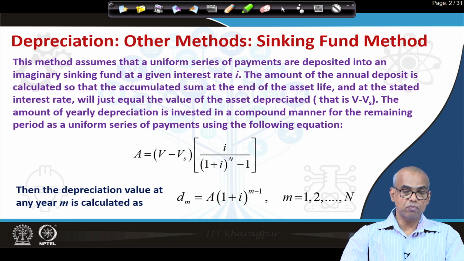We have talked about uniform series cash flow. A equal to (V minus Vs) into i by (1 plus i) to the power n minus 1. Then the depreciation value at any year m can be calculated as dm equal to A into (1 plus i) to the power m minus 1.